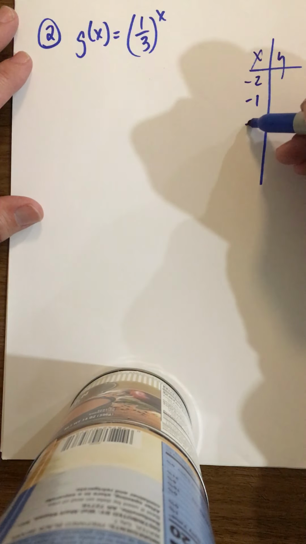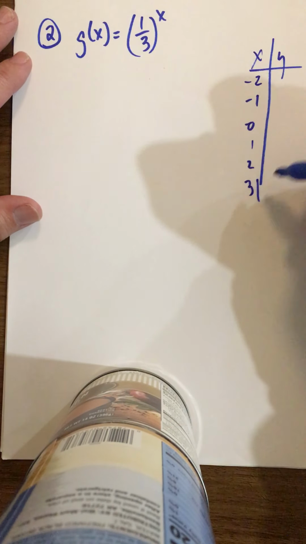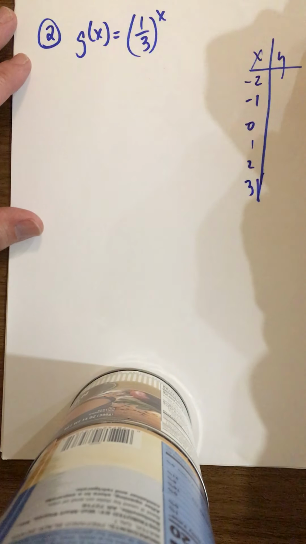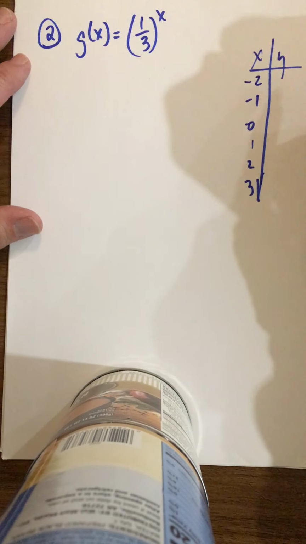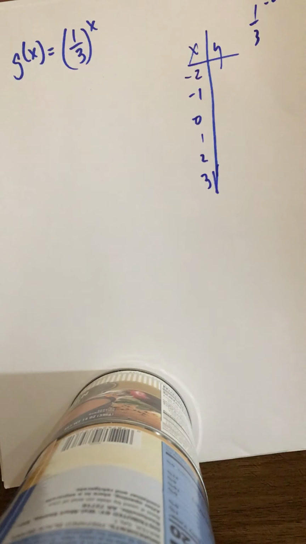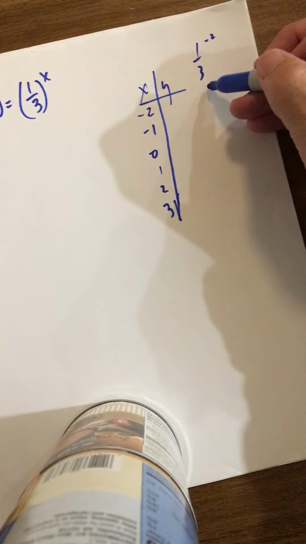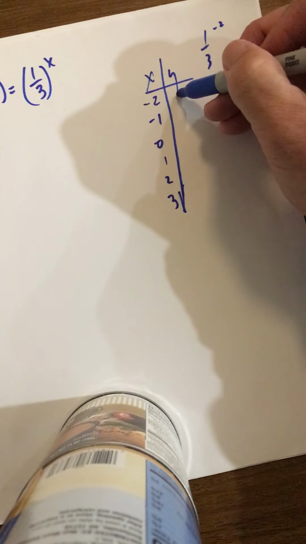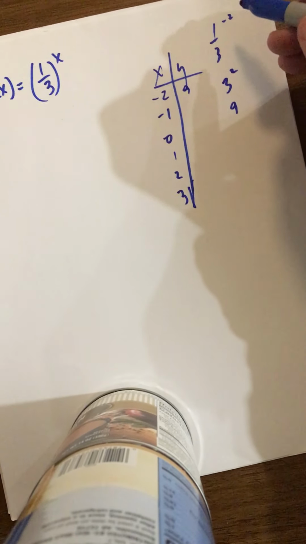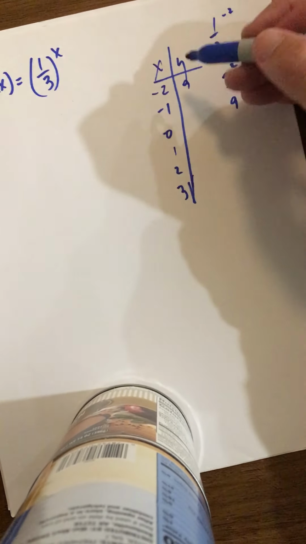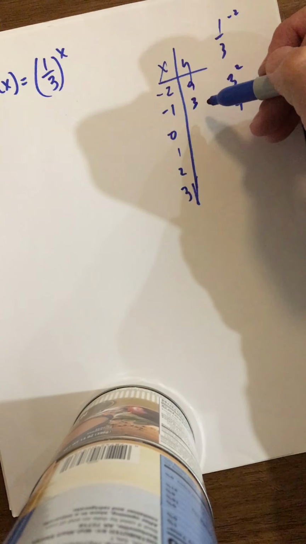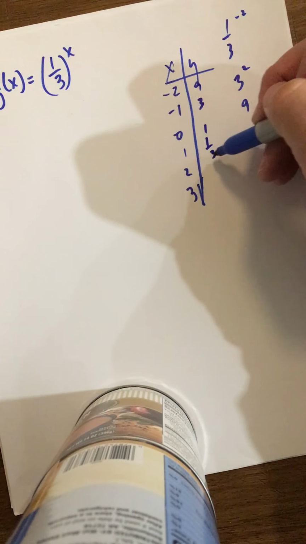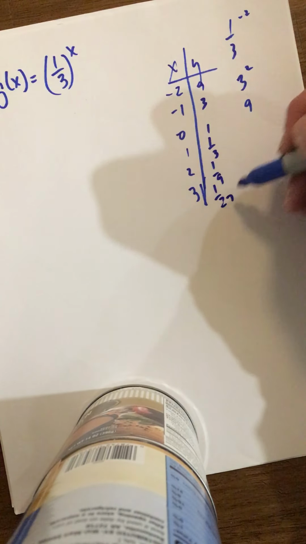If you plug in these numbers like this, well, if you plug in -2 right there, what does a negative exponent tell you to do? Well, a negative exponent tells you to flip that fraction over, right? 1/3 becomes 3 over 1, which is 3 squared, which is 9. So in other words, it's (-2, 9). Same thing with the -1. If you plug in the -1, it's going to flip it over and make it just 3 to the first, which is 3. If you plug in 0, anything to the 0 power is 1. Then it's 1/3, 1/9, and 1 over 27.